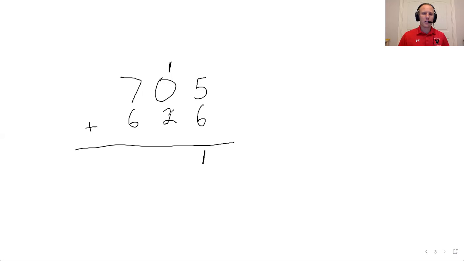Then I have 20 plus 10, plus 0 is 30. So I put a 3 in the tens column. So I regrouped once so far. I carried once. And now I'm going to go over here and do 700 plus 600. Well, that's more than can fit. I can't fit 1300s in the 100 spot.